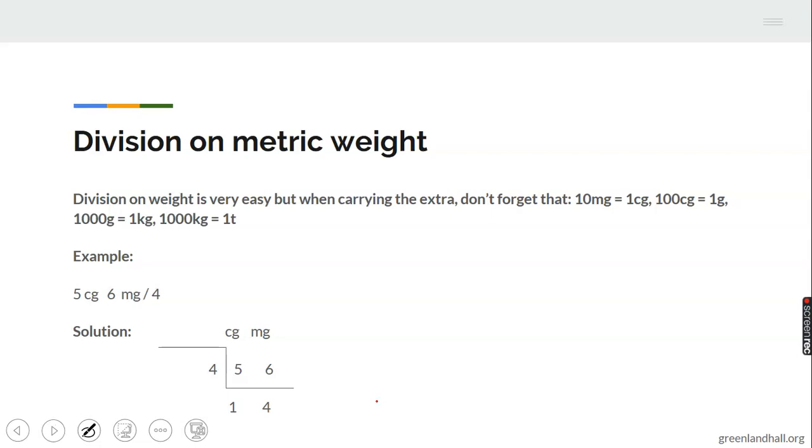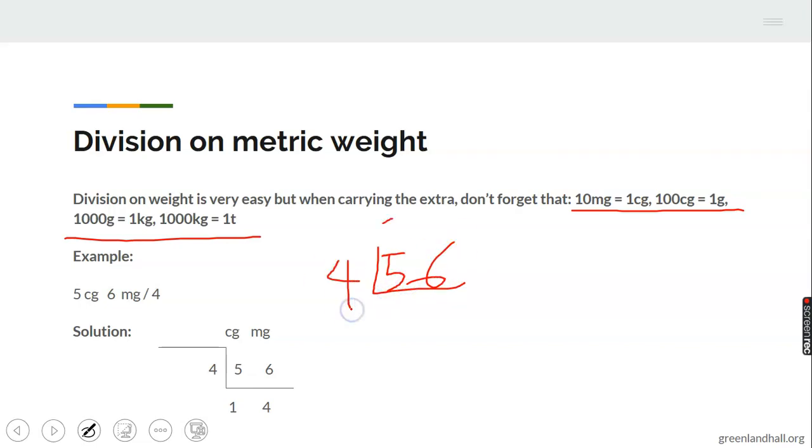Now, don't forget that even in division, it's not difficult. The only thing is that remember your conversion. Remember them. Don't forget your conversions. Now, this is the example I have here. 5cg 6mg divided by 4. Now we have a 5 written down there. 5 and 6 divided by 4. Our cg is here and our mg is here. Don't always forget, write it out.